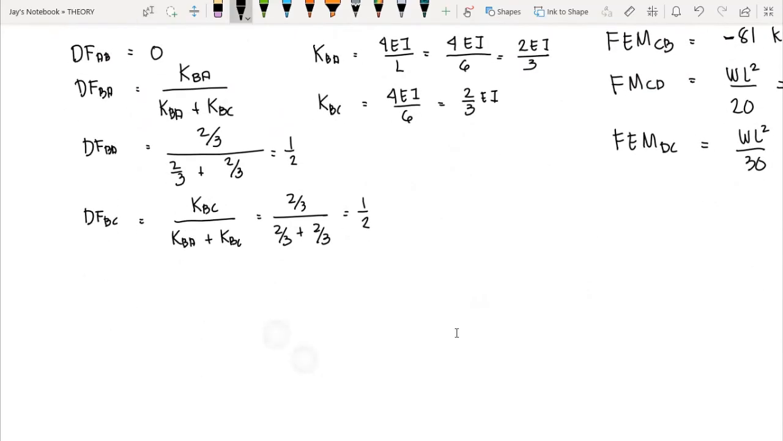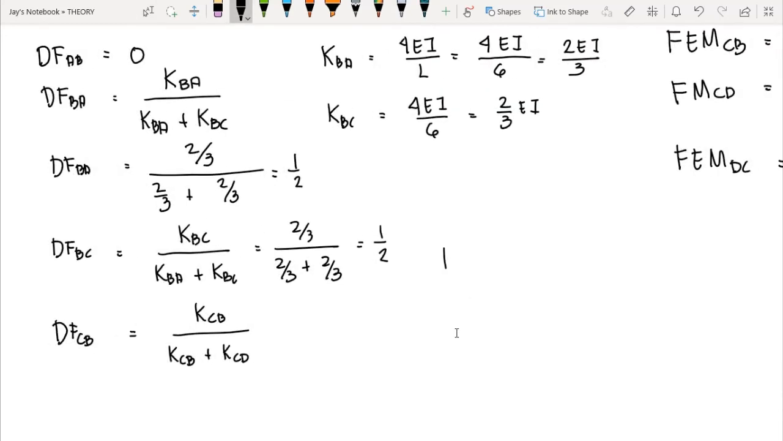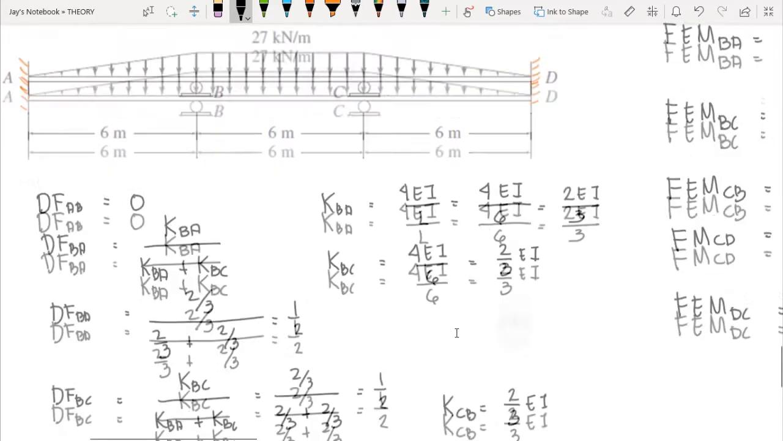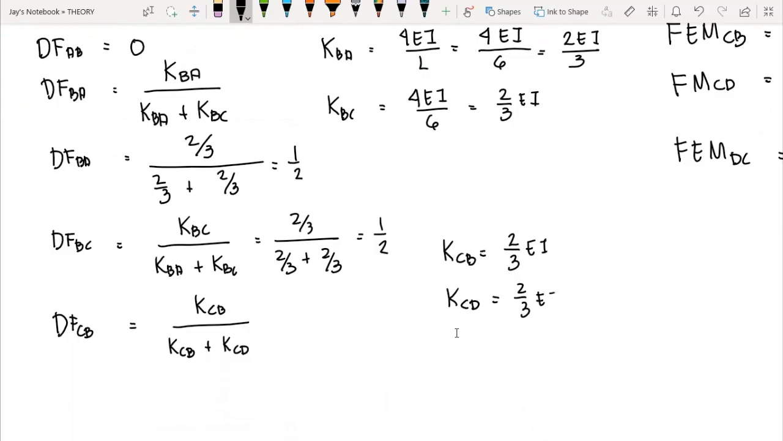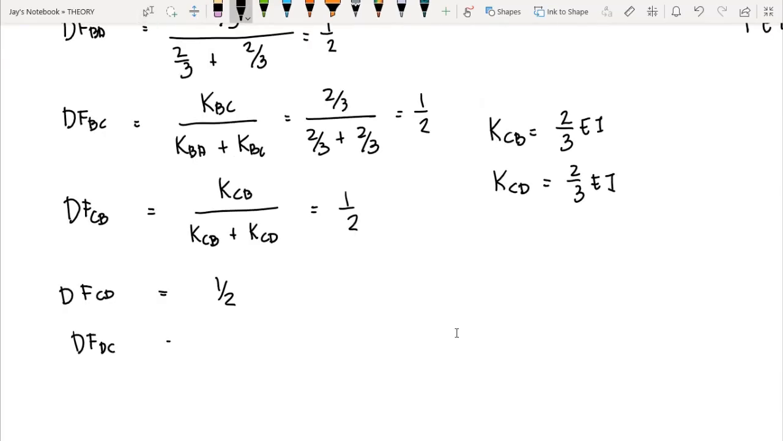And lastly, for DF CB, we have KCB over KCB plus KCD. But first, we need to compute KCB, for which we still have a 6 meter length. So we still have 2/3 EI. The same goes for KCD, in which we still have a 6 meter length as well. That means we have 2/3 EI as the member stiffness. So our DF CB here is 1/2, and DF DC is equal to 0 because this is a fixed support.